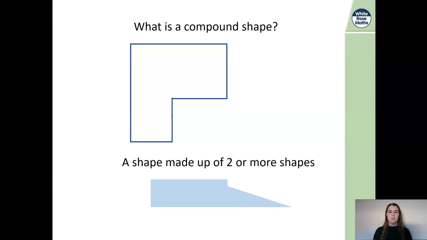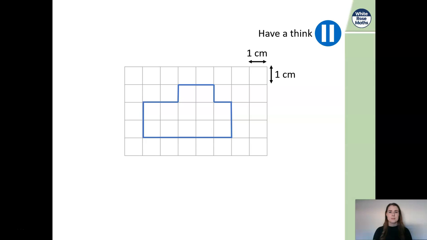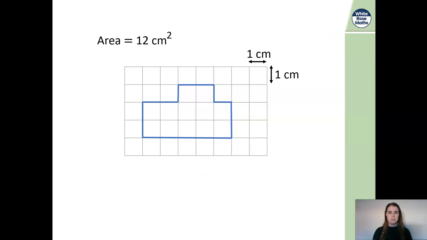You can also have compound shapes like this. If we look closely, we can see we have a rectangle and a triangle joined together. I'd like to pause and have a think about how we might work out what the area is of the shape on the screen. So we have our scale. The easy thing for us to do, we could simply count the squares. So if we counted all of the squares, we'd know that we have 12 squares. Therefore, the area is 12 centimetres squared.